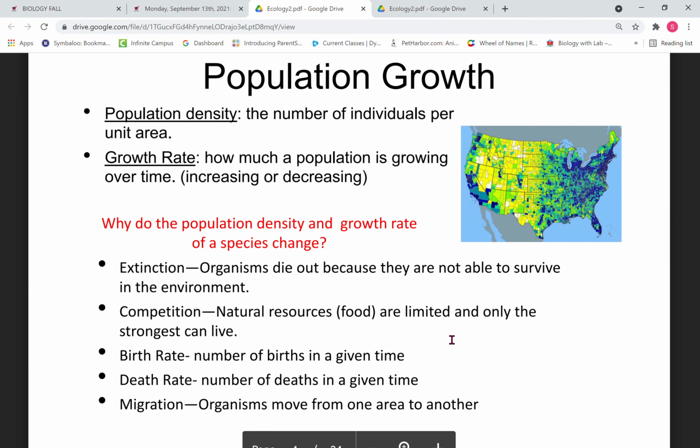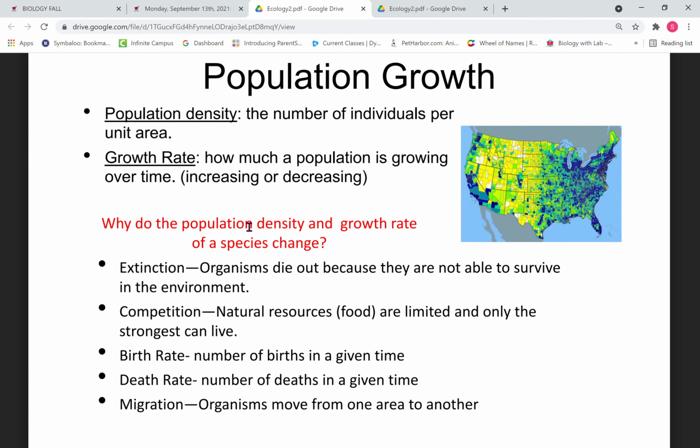Let's talk about a few population growth vocabulary words. Population density is talking about the number of individuals per unit area, so how many people live in that area. Growth rate is talking about how much the population is growing over time. Is it increasing or decreasing? So you could think about the population density of how many people live in Indianapolis, and the growth rate of looking at how many people are coming and going, living in the Indianapolis area. Now remember, we're talking about population growth of organisms, not just people. Population density, growth rate of species.